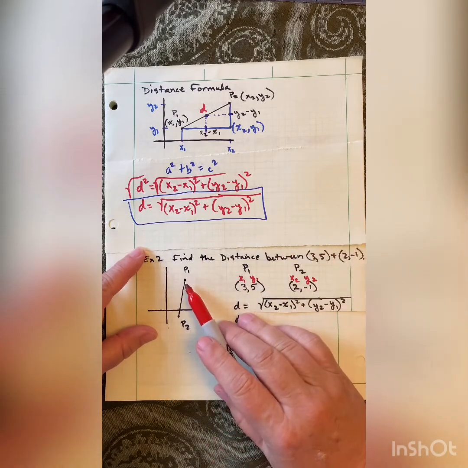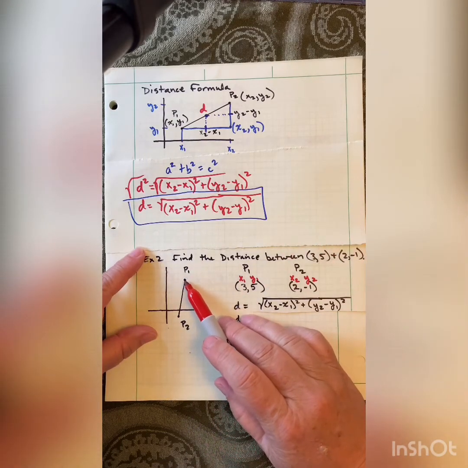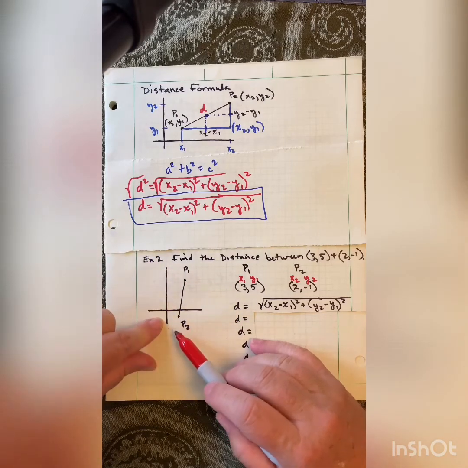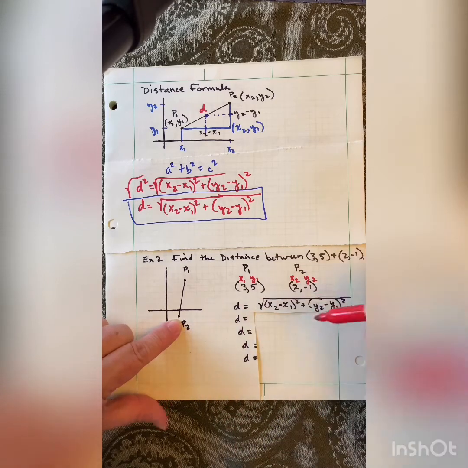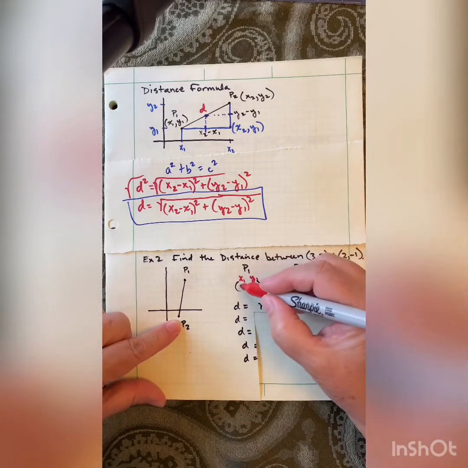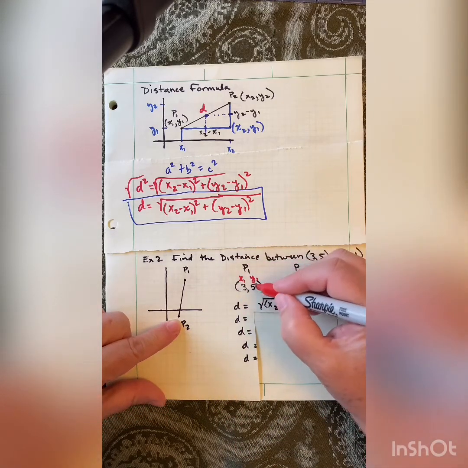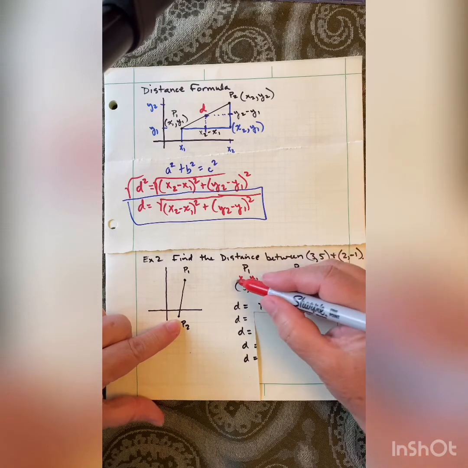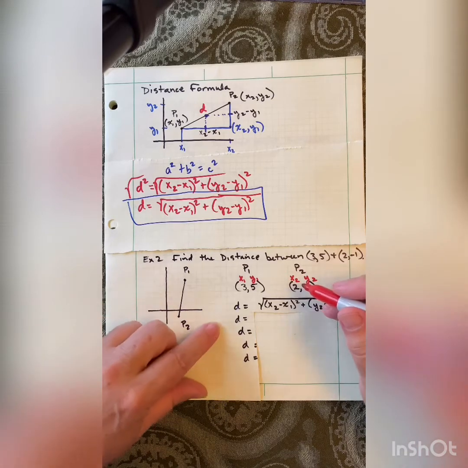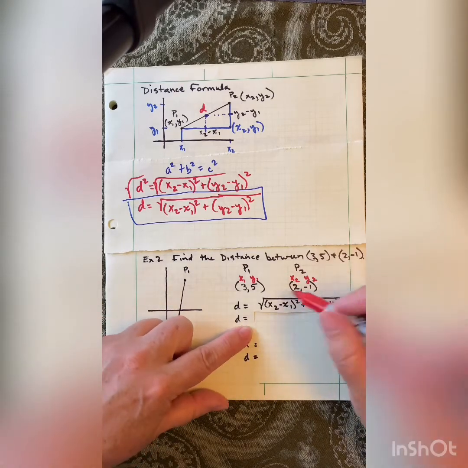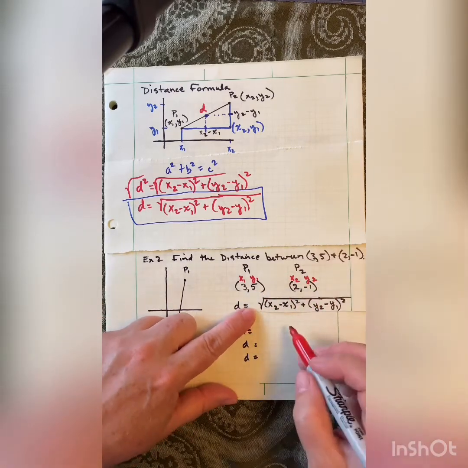So I'm calling this one point 1. It's at (3, 5). My point 2 is at (2, -1). So this point 1, this is my x and my y. Ordered pairs always come in x, y. Okay, ordered pair x and y. And since this is our ordered pair for 2, it's going to be x2, y2. All right, now I'm just taking that information and putting it into the formula here.